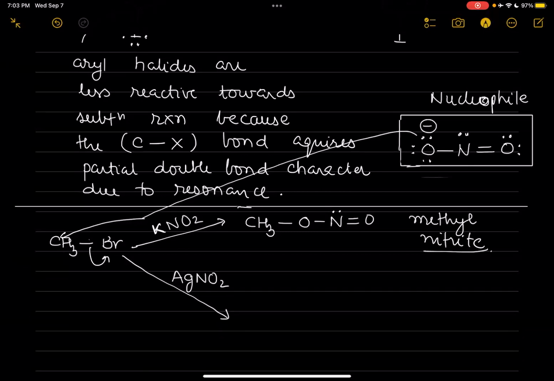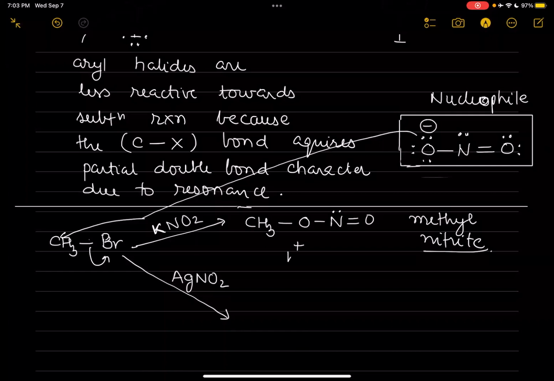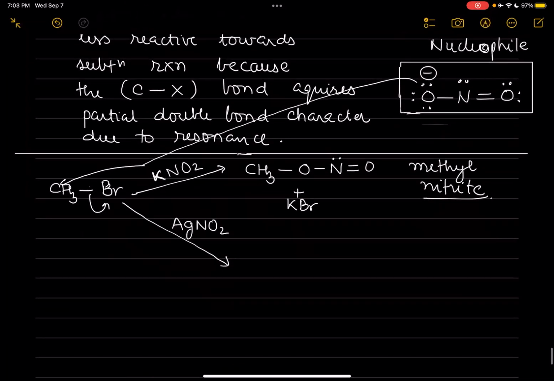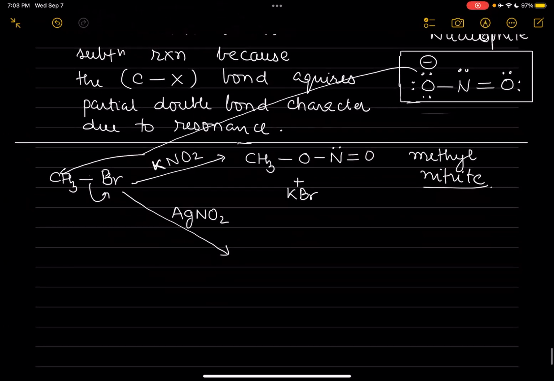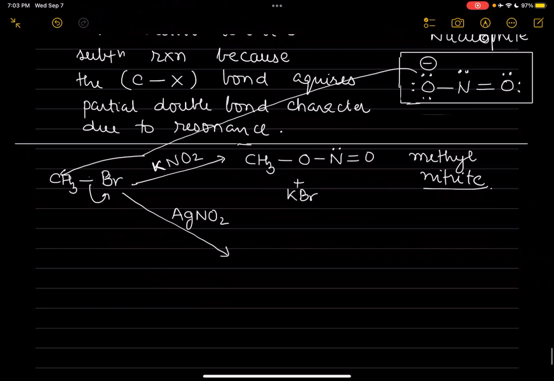Sir, but here in the question, how does CH3 then react with AgNO2? Will it react or how? It will react, and along with it you form KBr. Methyl nitrite, ONO is nitrite. But Ag plus has some tendency, which is not there in K plus.